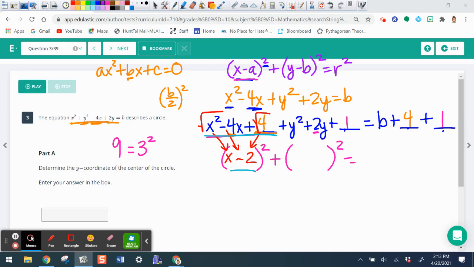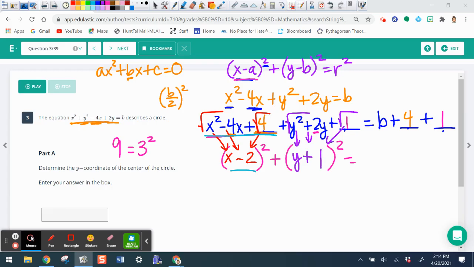And we're going to do the same thing to our y term. So we're going to take the square root of our first term here. So the square root of y squared is y. Bring down the first sign, and then take the square root of our third term and bring it down. And the square root of 1 is 1.